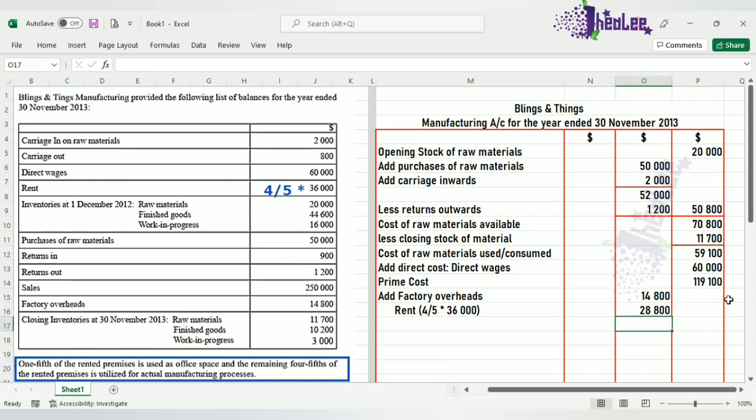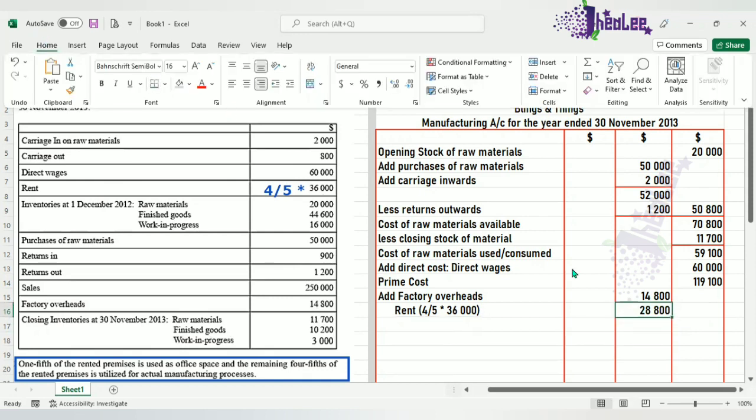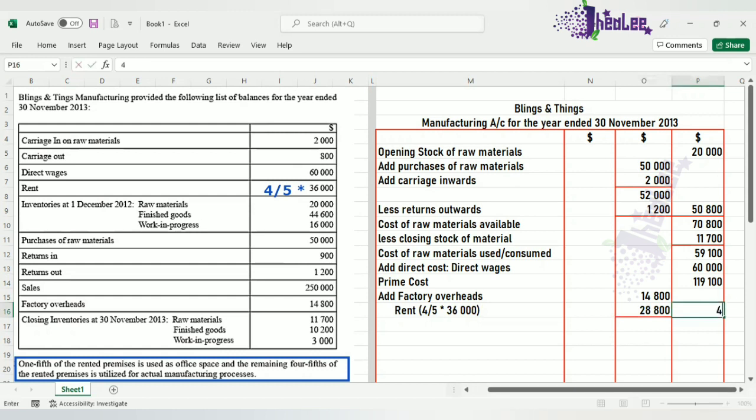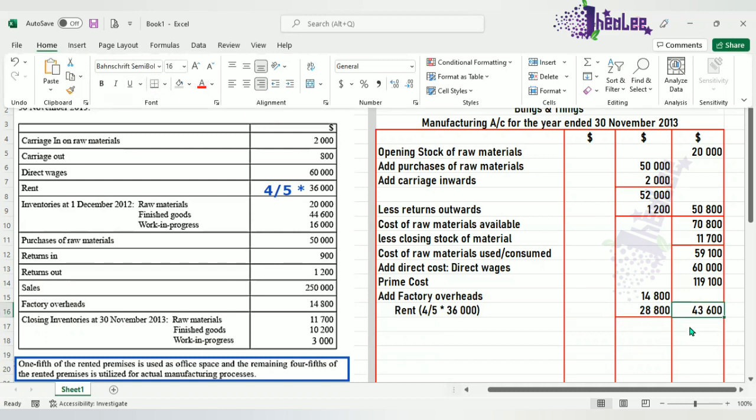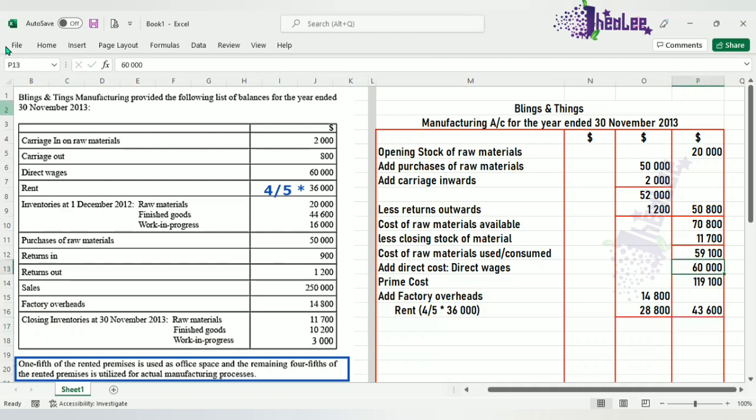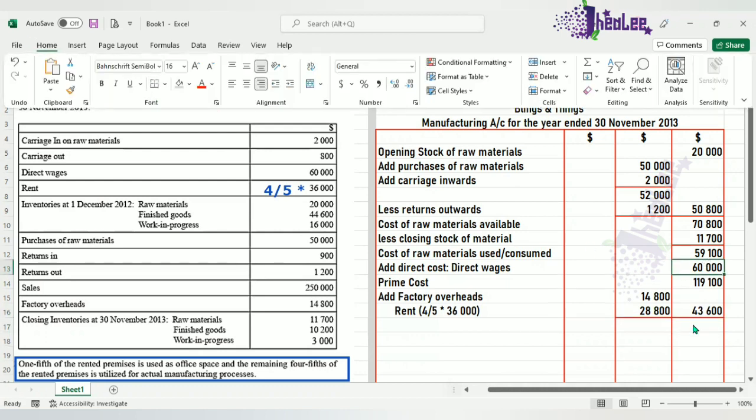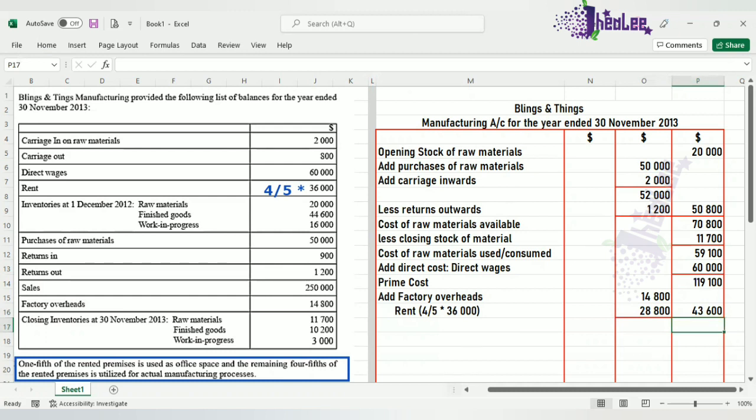So we are going to add these two figures together. And when we add those figures together, we get a total of $43,600. Now, this $43,600 is our total factory overhead, which is our total indirect cost. The total indirect cost should be added to the prime cost to give us the cost of production before we look at generating the cost as it relates to work in progress, before we adjust for work in progress. And this is $162,700. Now, if there wasn't any work in progress in the question, this would be your cost of production.